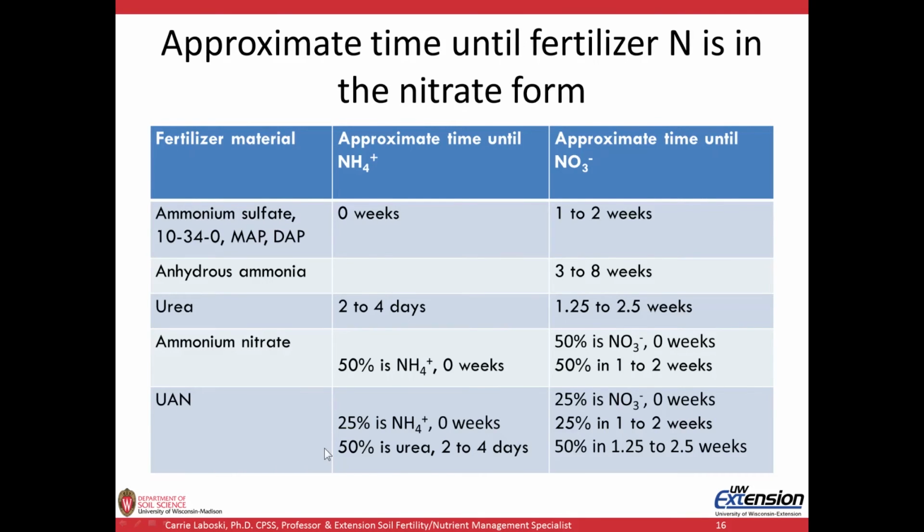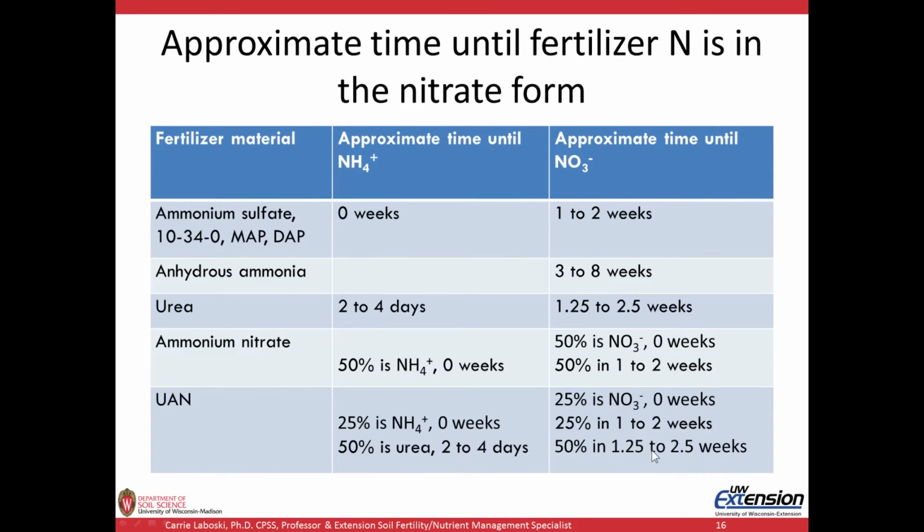This is our most complex fertilizer material in that 50% of the N is urea, 25% is ammonium, and 25% is nitrate. So when we think about that, 25% of the N is already nitrate. It's right here. It takes 0 weeks to get to nitrate. 25% is ammonium, so it's going to take 1 to 2 weeks before it's nitrate, and then 50% being urea, it's going to take 1 1/4 to 2.5 weeks to become nitrate.